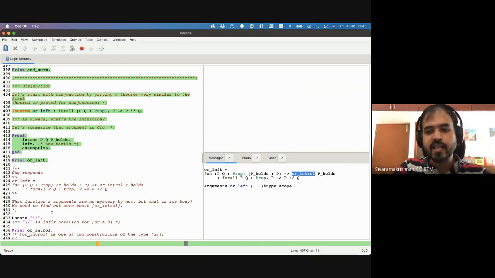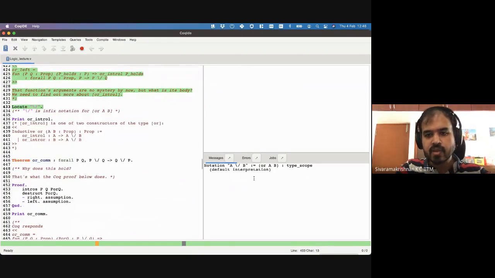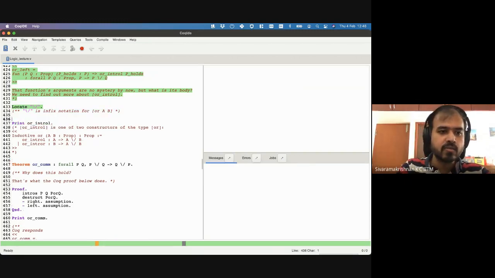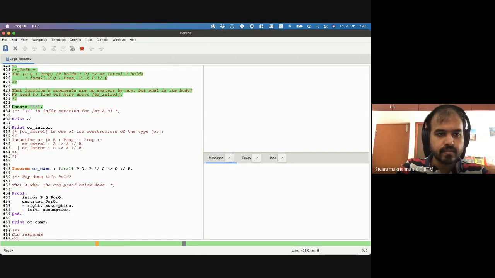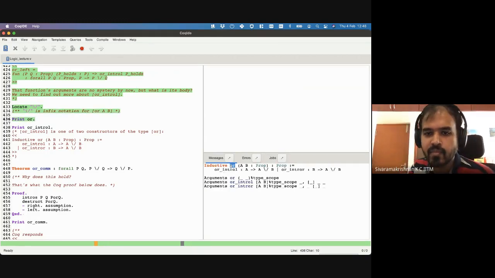And let's actually go through the motions. So this is just syntax. So let's find out where the syntax comes from. The syntax is actually coming from this data type called or. So this type or is there. So let's actually see what or_introl does. So what is the or type? Or type is also just a type, and it takes two propositions, A and B.